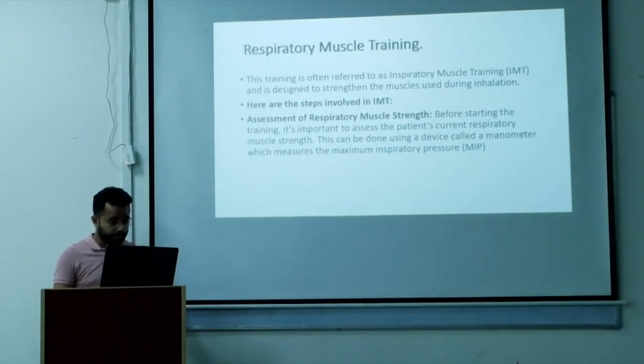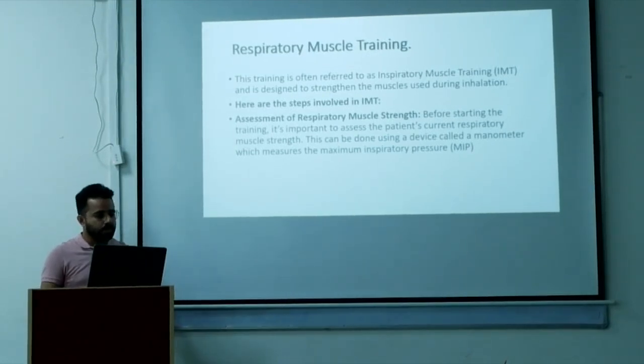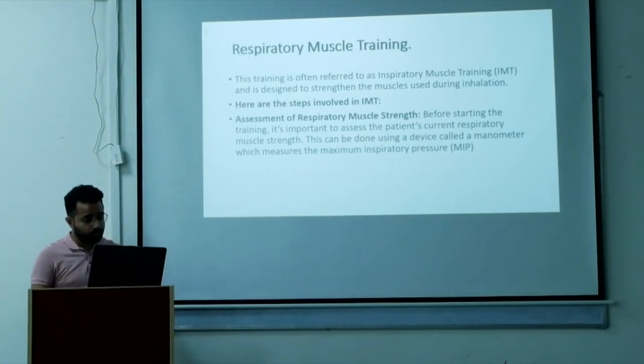Then respiratory muscle training. This often refers to inspiratory muscle training, designed to strengthen the muscles using inhalation. Steps involving the IMT: assessment of the respiratory muscle strength. Before starting the training, it is important to assess the patient's current respiratory muscle strength. This can be done using a device called a manometer, which measures the maximum inspiratory pressure (MIP).